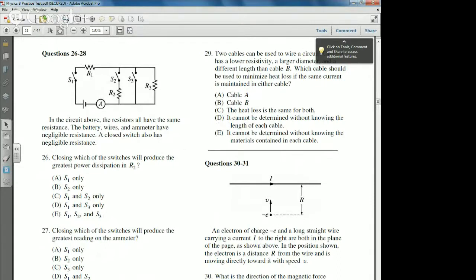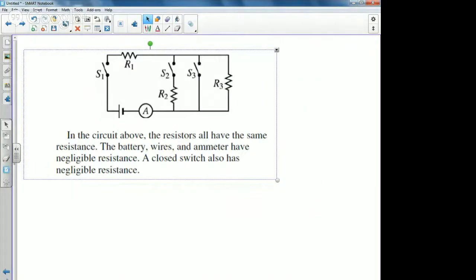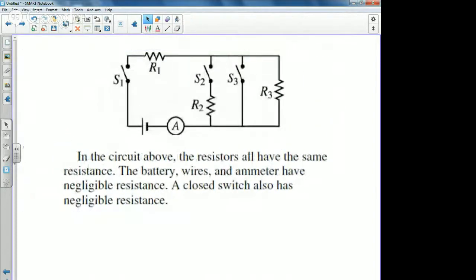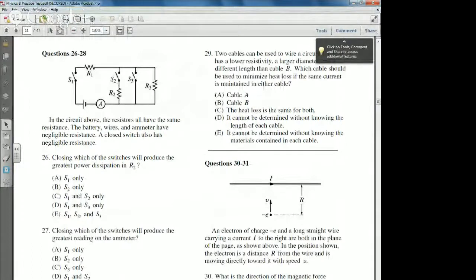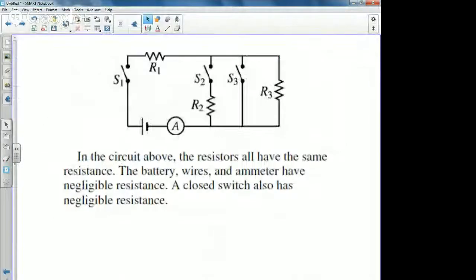So this has several questions attached to it. Understand here, we have all these switches attached. And they ask, in the first one, which one produces the greatest power dissipation in R2? If you want the greatest power, that partially means you have to have the greatest current going through. Well, which one obviously has to be closed in order for this to be true?